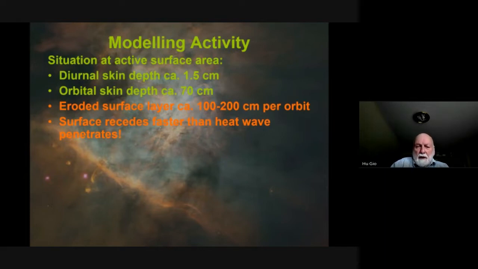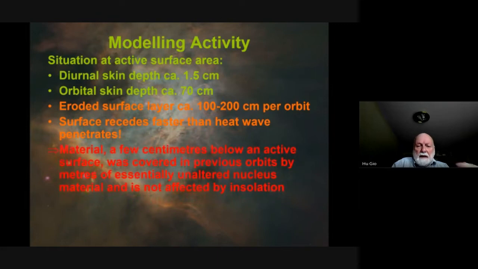You have to erode a certain amount of the surface layer of the nucleus, and you can make a calculation, and you find that you erode about 100 to 200 centimeters per orbit over the whole surface of the comet. And in active areas, of course, it would be more, and in inactive areas, less. The consequence of that is that the surface recedes faster than the heat wave penetrates. And this, again, means that the material a few centimeters below an active surface was previously covered, in previous orbits, covered by meters of essentially unaltered nucleus material, and is not affected by insolation.